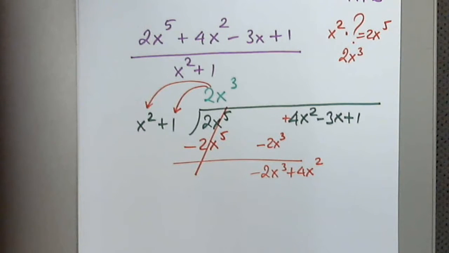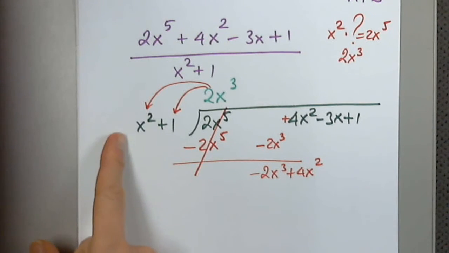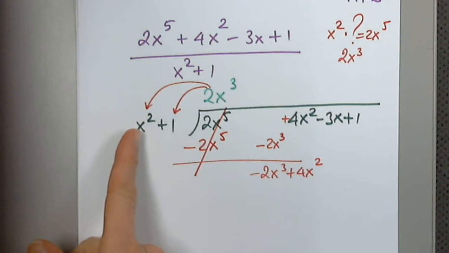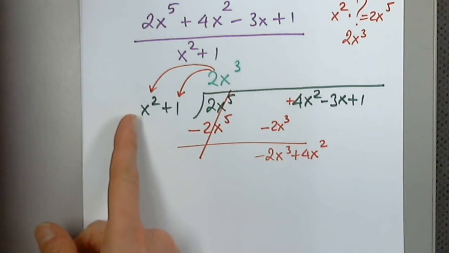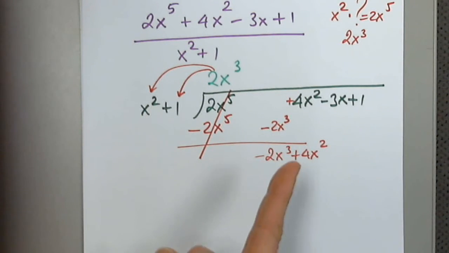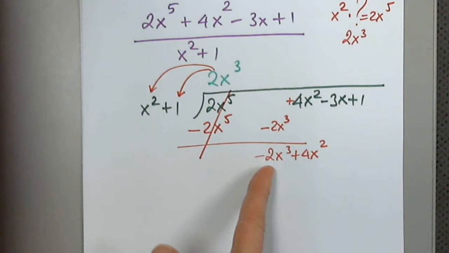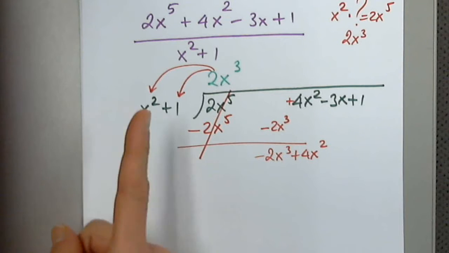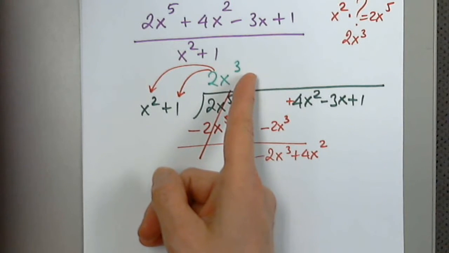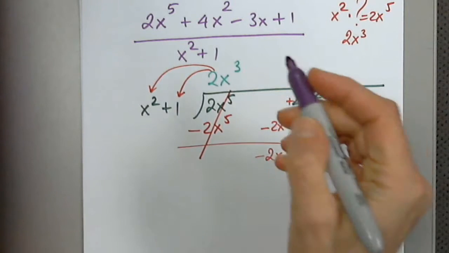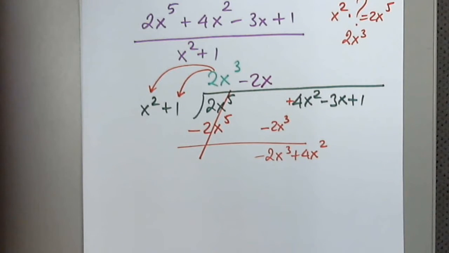And the next one in line. Can anyone tell us which one is the next question? What am I asking myself now? X squared times what is negative 2x cubed? What do I put here? Do we all agree with negative 2x? Yes? Good.